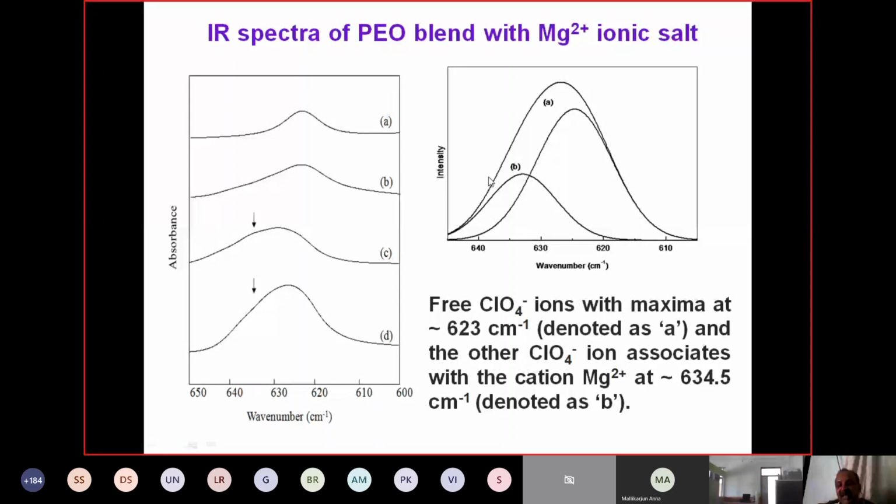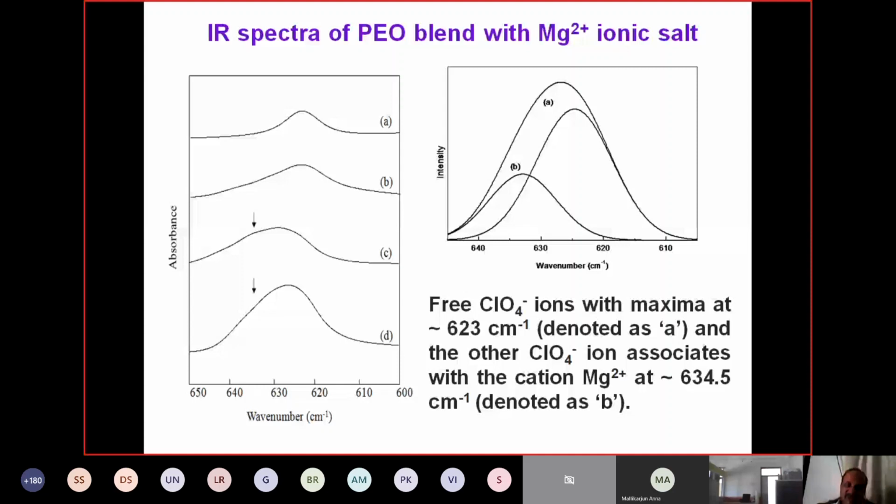That means the polymer can accommodate up to a certain level of the salt. If you increase it further, then what happens? Then ion pairs form. It means there is a possibility of forming ion association, where cations and anions come together. That means because of that only the conductivity is decreasing. Okay, you see here.